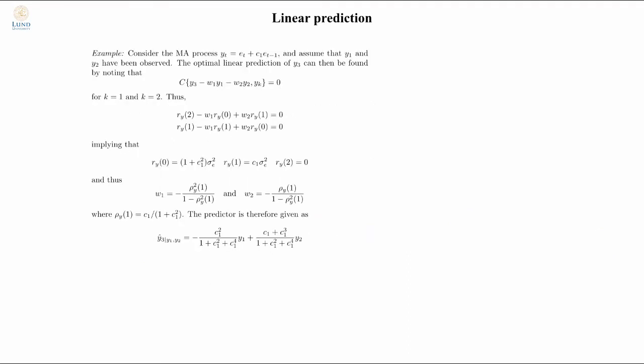Let's look at an example. This is an MA(1) process. Assume that you have observed y1 and y2, and you want to form an optimal linear prediction of y3. You can do that by noting that the prediction error should be orthogonal to the observed data for the 2 points you have observed. If you write out the autocovariance functions like this, you will get an expression that you can solve, and you will get the weights like this.